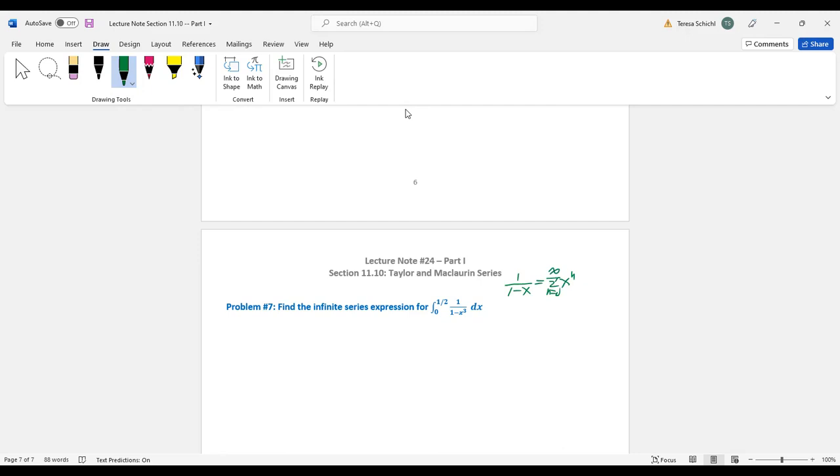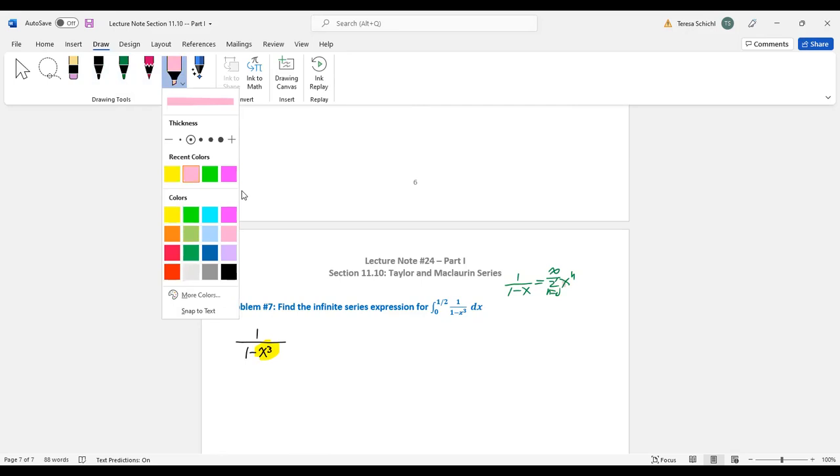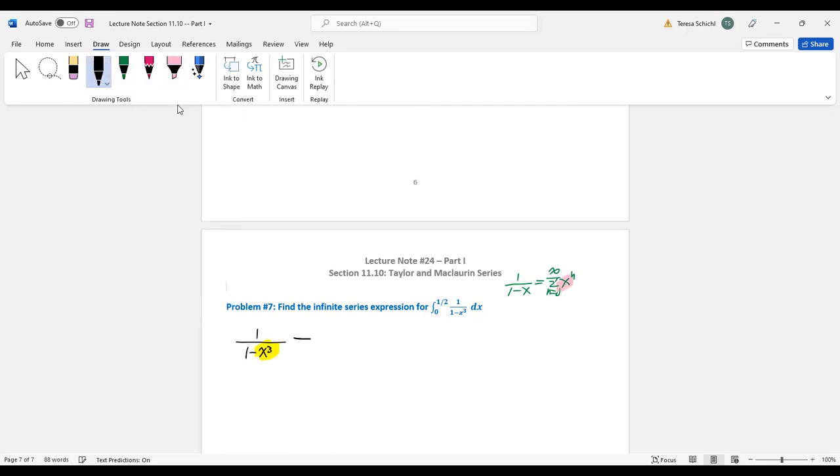Now let's start here. This is 1 over 1 minus x cubed. This x cubed is my new x in the geometric series. So I can rewrite this as the summation of x cubed to the nth power, n from 0 to infinity. So I will have the summation n from 0 to infinity of x to the 3n.